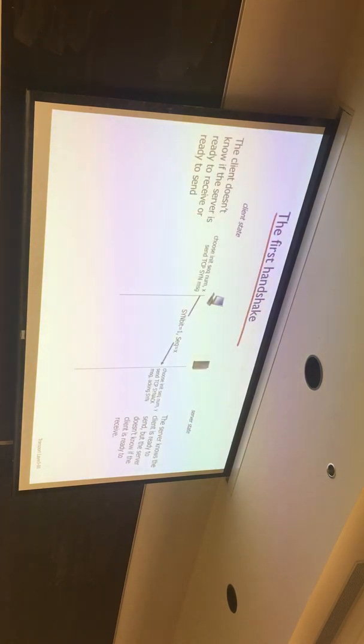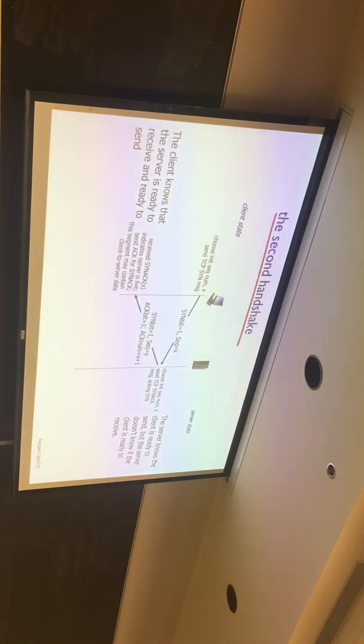So this is the first handshake. First, let's say the client sends a packet. In this client state, the client doesn't know if the server is ready to receive or send. It just sends a packet to the server. Now the server receives something from the client. So the server knows it has a client that's ready to send, since it received something from the client. But the server doesn't know if the client is ready to receive or not. It just receives something from the client. This is the first handshake.